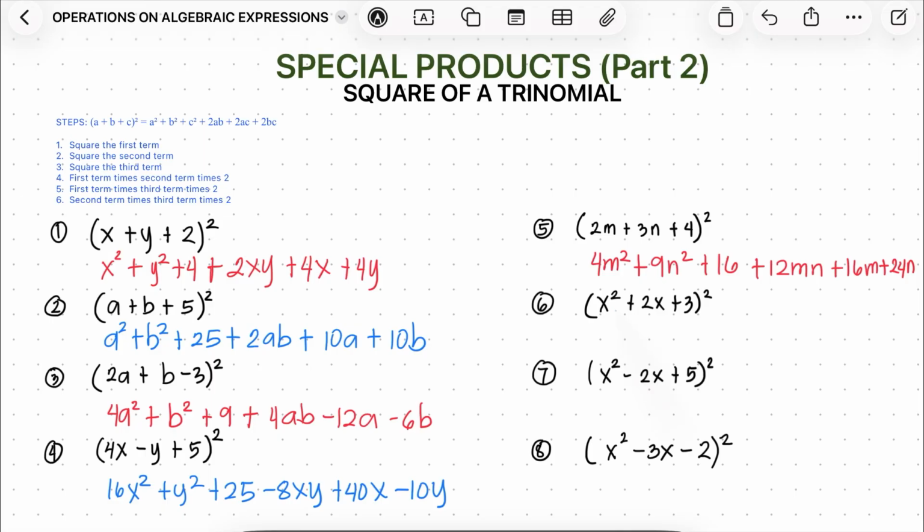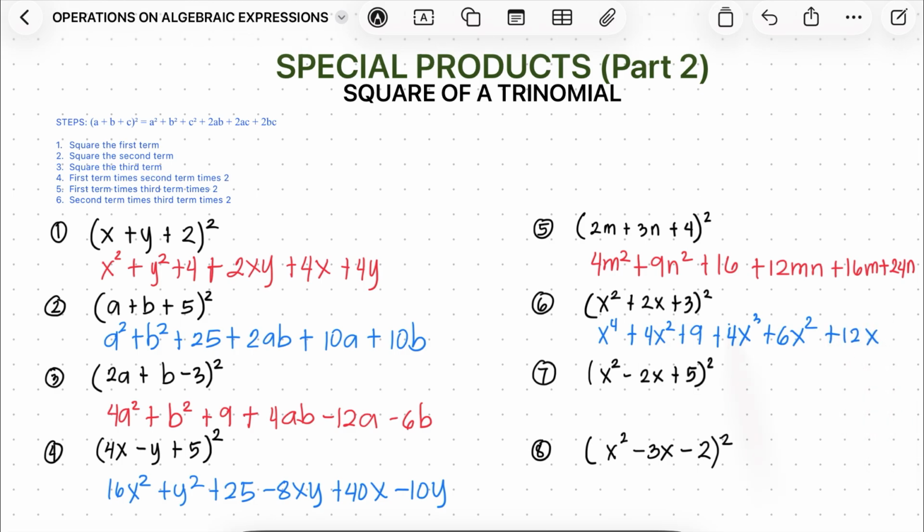Next example, we have square of x squared, that will be x raised to 4. Square of 2x, that would be 4x squared. Square of 3, that would be positive 9. Then x squared times 2x, that's 2x cubed, times 2, that would be 4x cubed. And then next would be x squared times 3, that's 3x squared, times 2, that's positive 6x squared. Next would be 2x times 3, that will be 6x, times 2, that will be positive 12x.